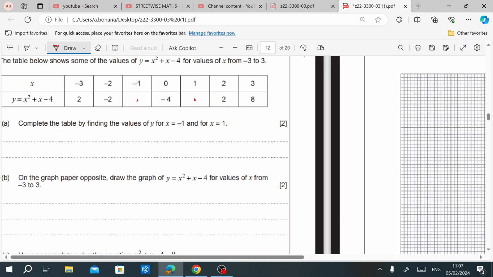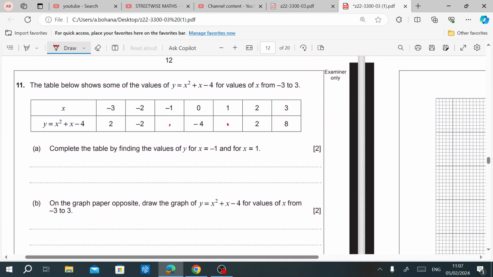So the way you do this is, if I just zoom in on this first, okay? I'm going to do this one first. It's easier to work with a positive. I'm going to put 1 into there, subtract 4, and get the answer. 1 squared is 1 plus 1 minus 4. 1 and 1 is 2. Take away 4 is minus 2. So I'm going to put minus 2 there. So we've done that one.